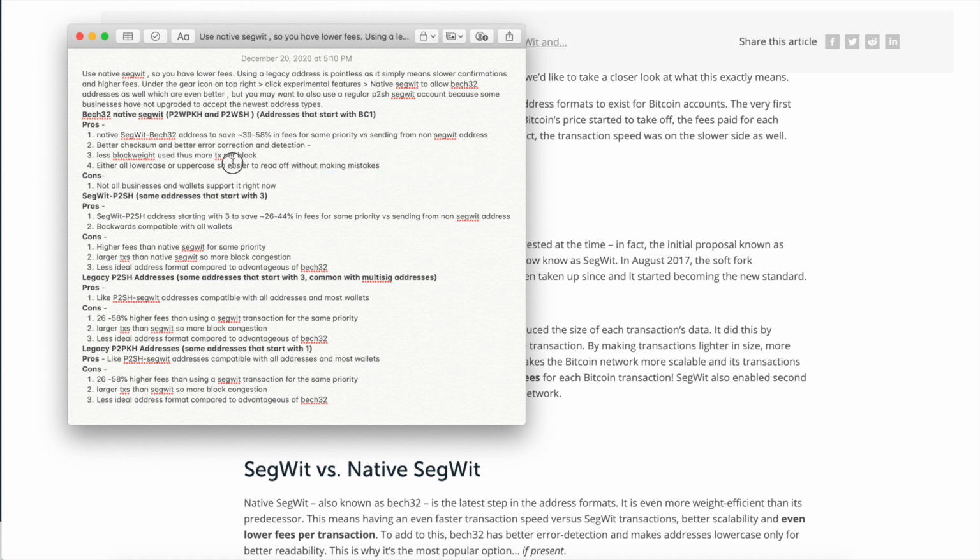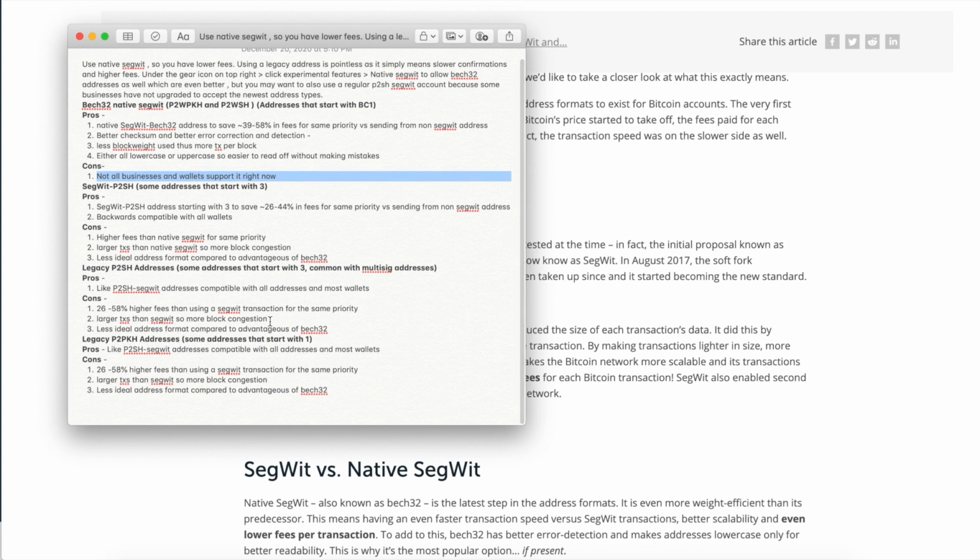Either all lowercase or uppercase, so easier to read off without making mistakes. Well, now in these days we do copy and paste, so maybe that point can be disputed, but it's still a good point. The cons: not all businesses and wallets support this right now. In the future, it'll be supported, which is good.